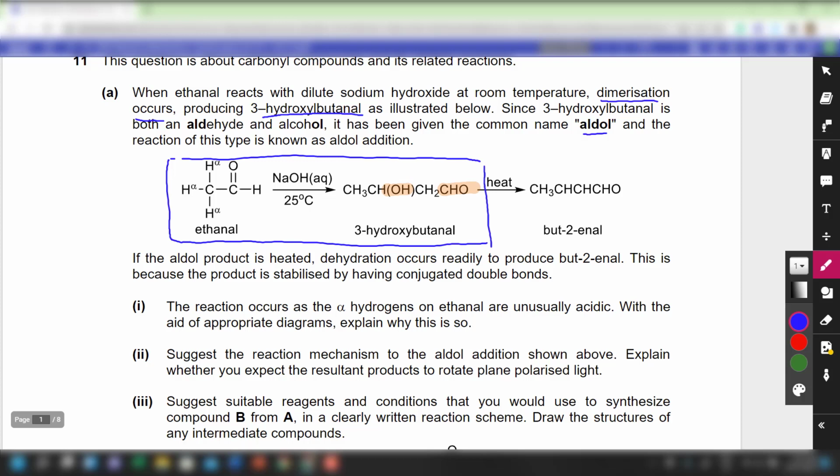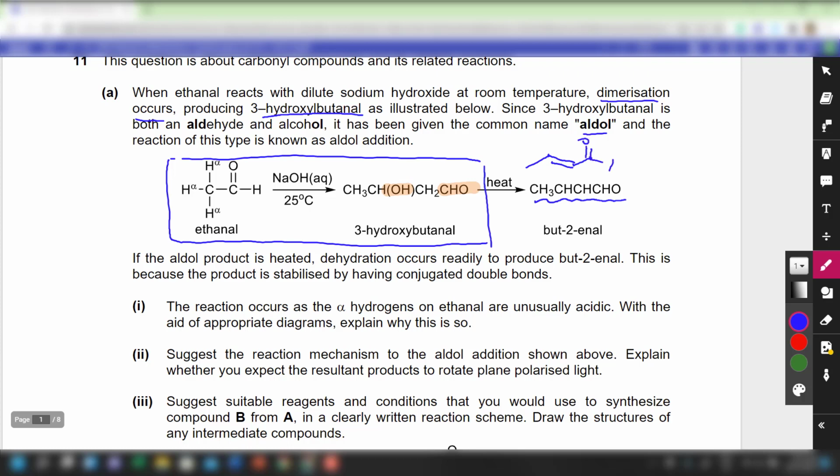And then after heating it, you realize that the H2O is being removed from 3-hydroxybutanol. So you end up with something known as but-2-enal. Okay, so the condensed structural formula is written like this. It might be a little bit confusing for some of you, so it might be easier if you just write out the skeletal structure. Okay, so I have a methyl group, and then I have a CH, so that will be a double bond, and then this is followed by the aldehyde functional group.